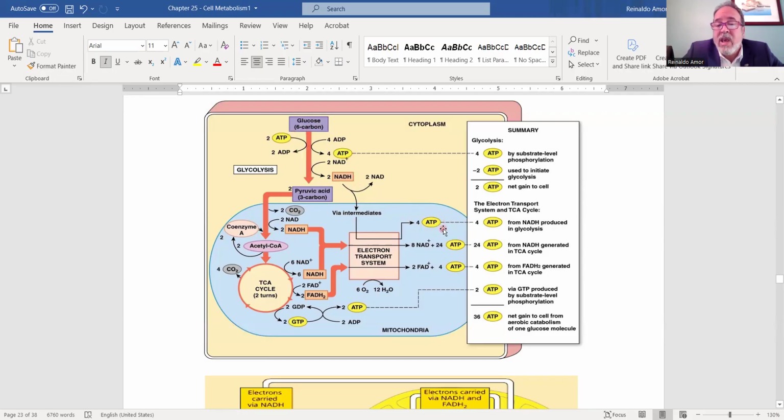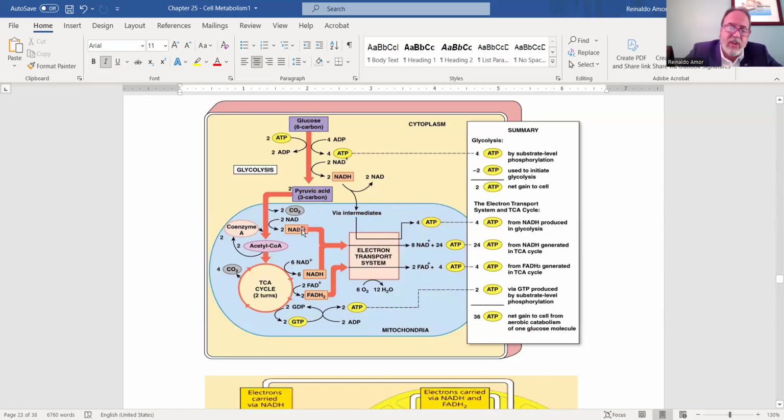Notice how important oxygen is. Oxygen allows us to take this pyruvate into the mitochondria and make a lot of energy. And NADH, instead of using it to reduce pyruvate into lactic acid if we didn't have oxygen, now we're taking it into the mitochondria and we're generating more energy, right?